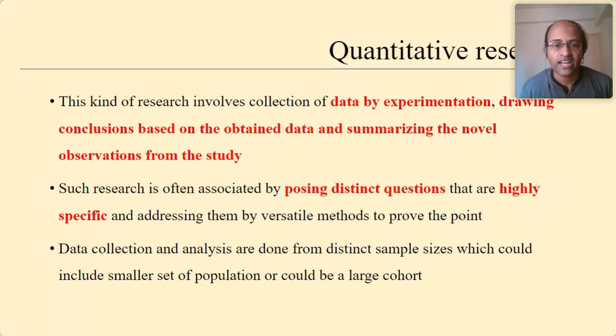That is what is highlighted here: the data by experimentation, drawing conclusions based on the obtained data, and summarizing the novel observations from the study. Quantitative research is often very specific. We take a specific topic, and from the specific topic, we work out very clearly the questions, how we have to address them, and how to collect the data.